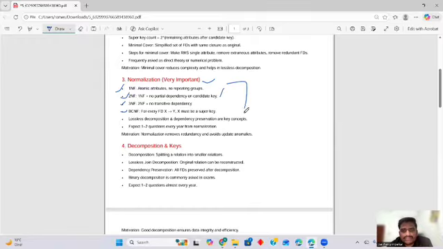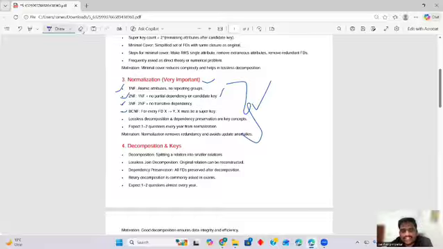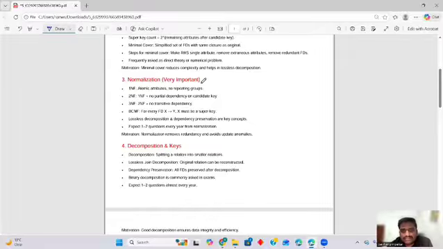These are some important points from normalization. You have to revise it. Focus on this one also. These topics are very important from my point of view.